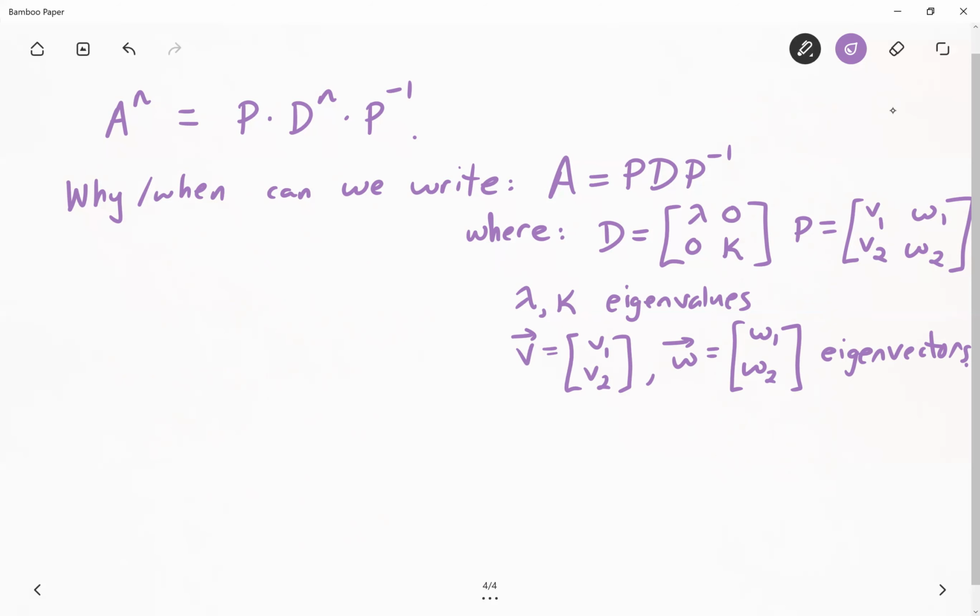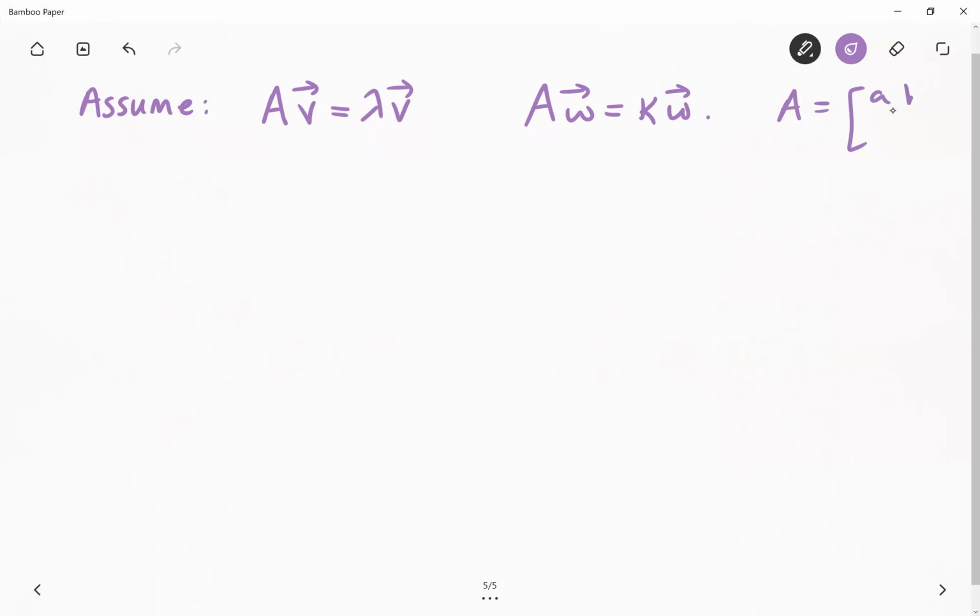Well, why can we write this? Why does this work out? Well, let's go ahead and do some calculations here. So going on to the next page. Okay, let's assume that we have 2 eigenvalues and eigenvectors. So let's assume that A times the vector V is equal to lambda times the vector V, and also A times the vector W is equal to kappa times the vector W. And so in other words, on the left-hand side, remember A is the matrix, I'll write it as little a, b, c, d.